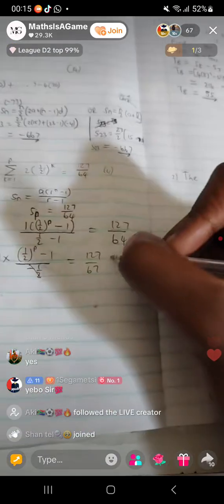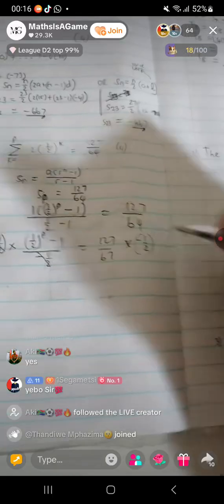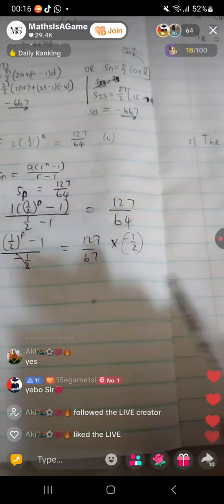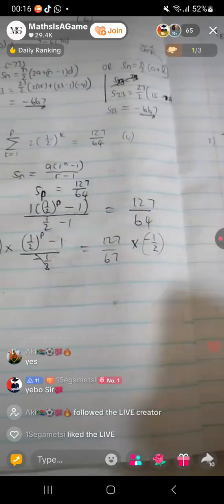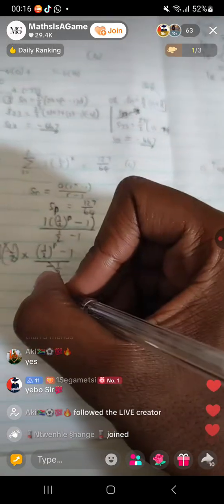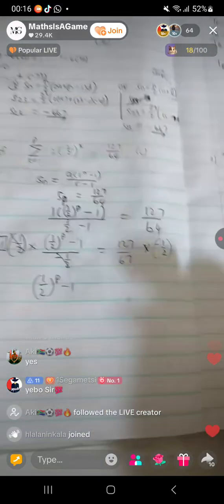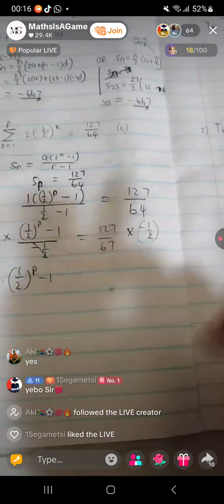But what we do on the left, we do where, guys? On the right. So we multiply by negative half on the right as well. And when we do that, we are going to be left with half to the power p minus 1. Grab your calculator, you multiply 127 over 67.